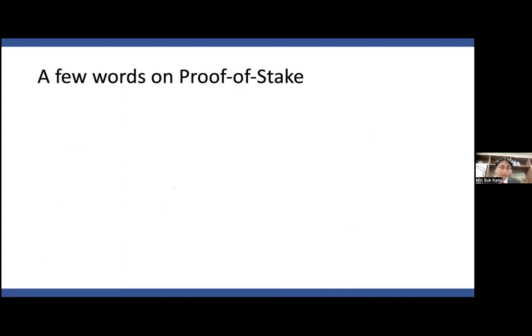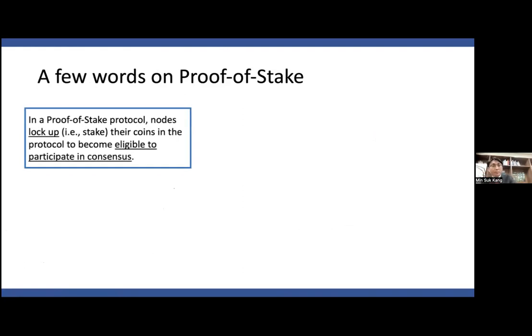For the purpose of this course, we want to define proof of stake in an informal way with a few highlighting statements. In a proof of stake protocol, nodes lock up their coins. If you want to be a participating node, especially in consensus, you need to pay upfront. We don't say pay, but lock up, or stake, their coins in the protocol to become eligible to participate in consensus. You can get it back, but you need to put some money on the table to play this game.